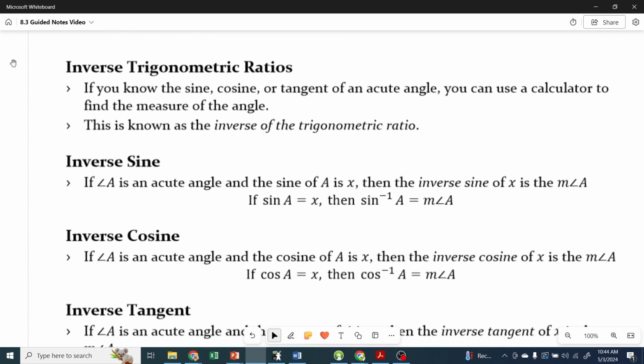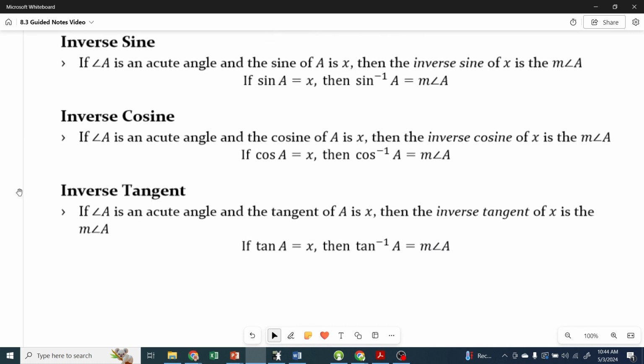Alright, so if we know the sine, cosine, or tangent of an acute angle, you can use a calculator to find the measure of the angle. Basically how we do this, we just use different notation. If it's sine, we use inverse sine: sine -1 of A equals the measure of angle A. If it's inverse cosine, it's cosine -1 of A equals the measure of angle A, and if we use inverse tangent, we use tangent -1 of A equal to the measure of angle A.